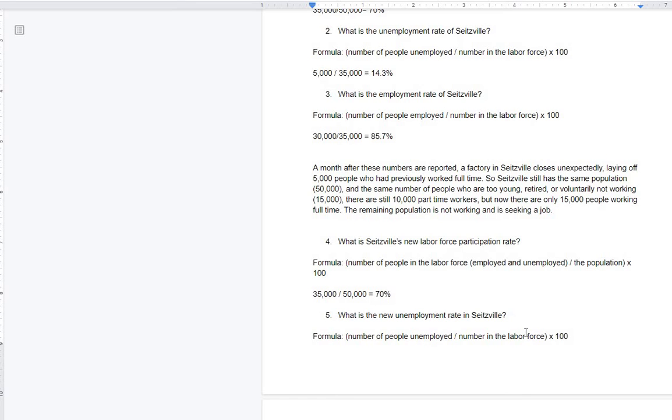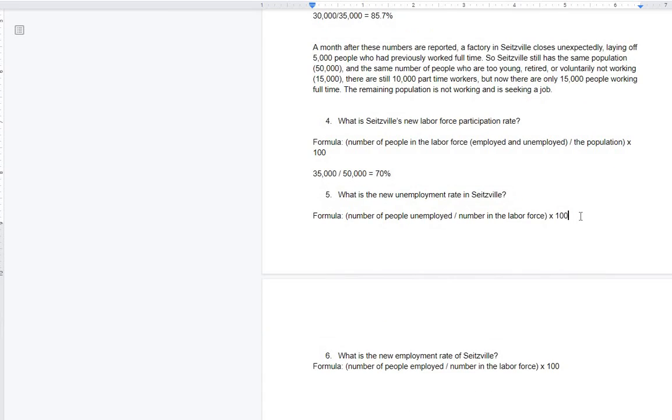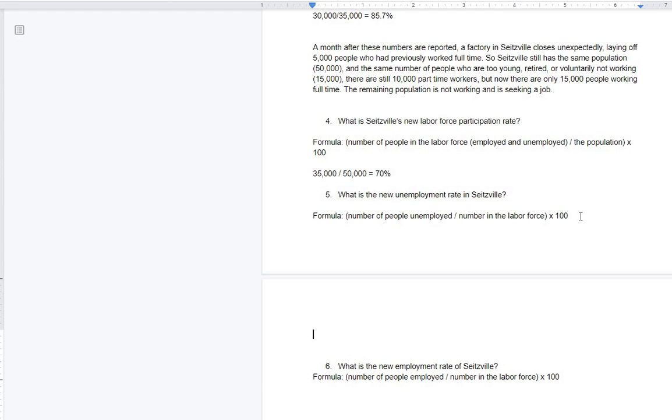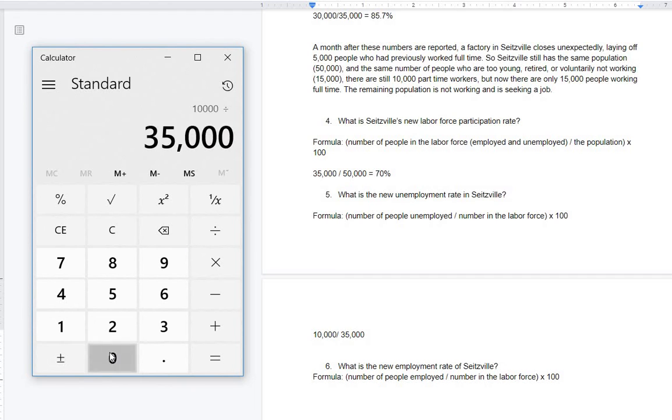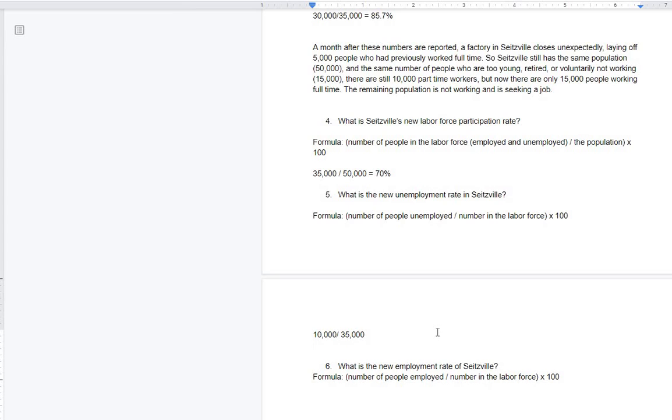Now what is the new unemployment rate? The number of people that don't have a job went up from 5,000 to 10,000. So we're going to do 10,000 divided by 35,000, and we get 28.6% if we're to round up.